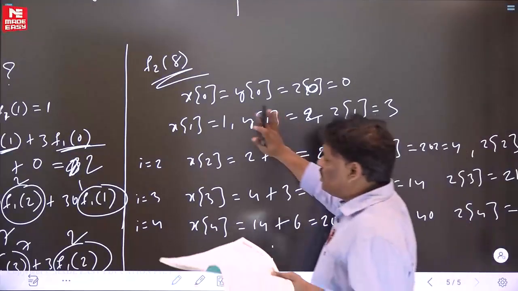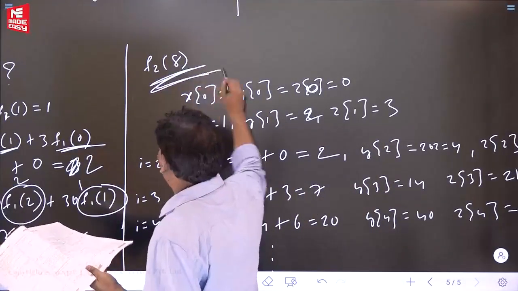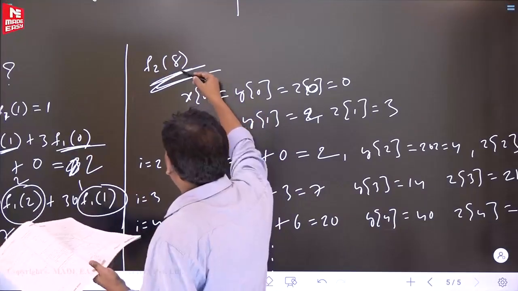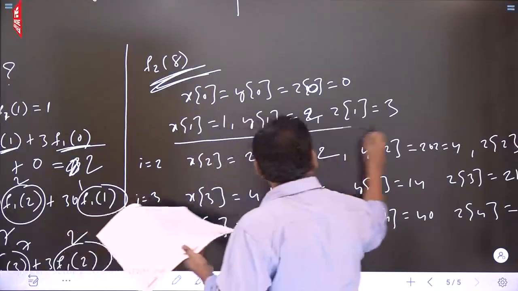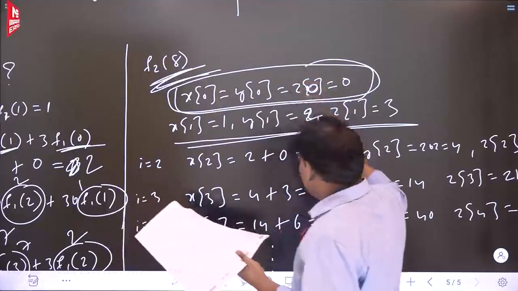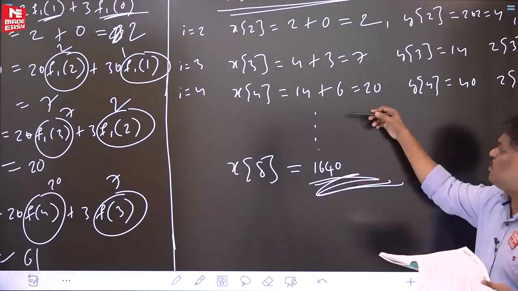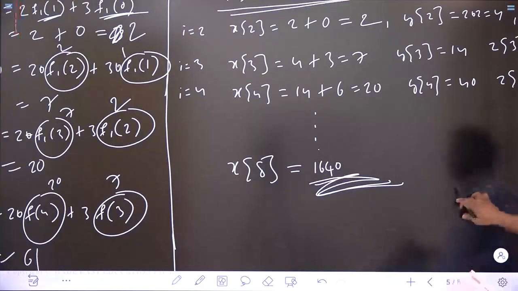So the purpose of question number 21 is how to find out f2 of 8. f2 of 8 to calculate. This is all that is given in the problem. This is a little bit missing, I have written this. Afterwards simply substitute. Finally, I have done this many times. 1640 may come. Please verify.